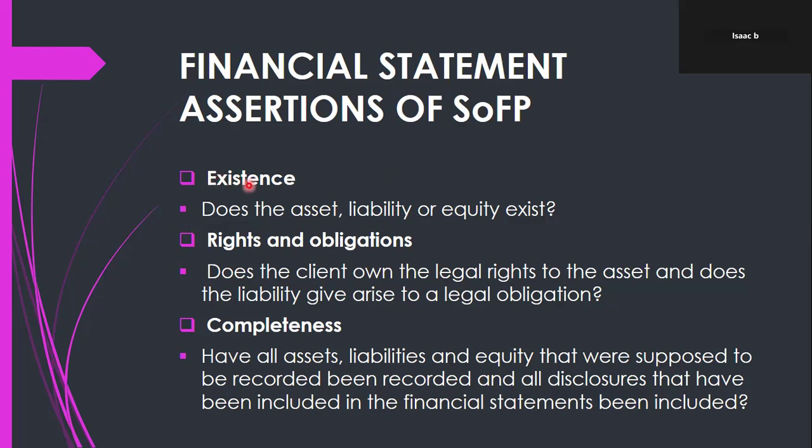So now, one, existence, right? Does the asset, liability, or equity exist? When we're carrying out our audit and testing the existence assertion, we inspect the assets, non-current assets. If they bought inventory, we inspect that particular inventory. If it's a liability, we owe a payable, we make an external confirmation. Do we actually owe Dangote this particular amount of money? That's confirming the existence assertion.